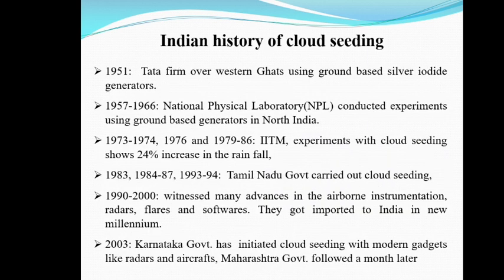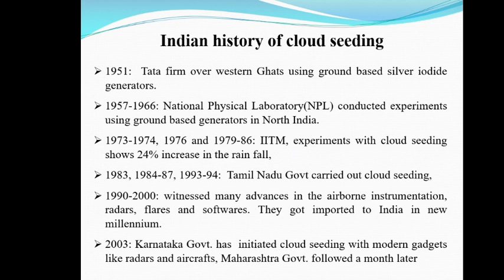Then comes the Indian history of cloud seeding. In the year 1951, the Tata firm did cloud seeding over the Western Ghats using ground-based silver iodide generators. In the years 1957 to 1966, the National Physical Laboratory conducted experiments using ground-based generators in North India. In the years 1973 to 1974, 1976 and 1979 to 1986, IITM experiments with cloud seeding showed a 20% increase in the rainfall.